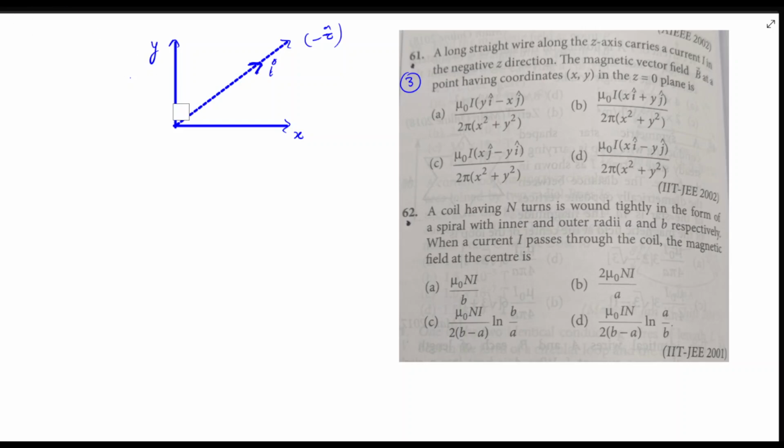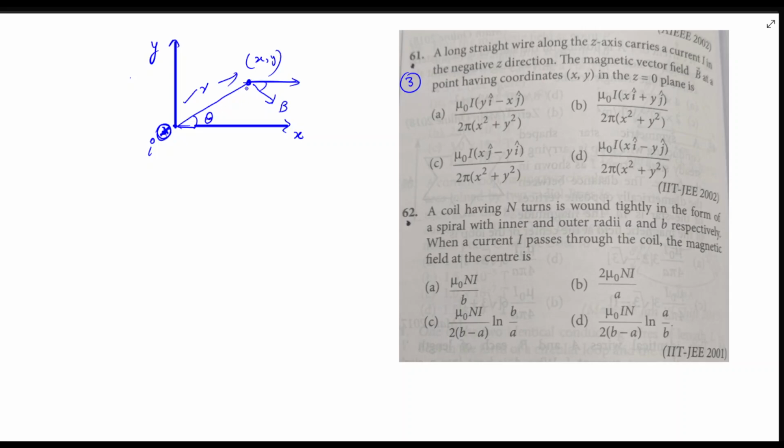Or let's just represent it by a dot. It is a bit confusing, I guess, so let's just write it like this. It will be a cross. This is our current. Now in the xy plane we have to find the field, so let's take a point x comma y, and this will be r. It is a perpendicular distance. And the magnetic field, if you use the right hand thumb rule, will be in this direction.